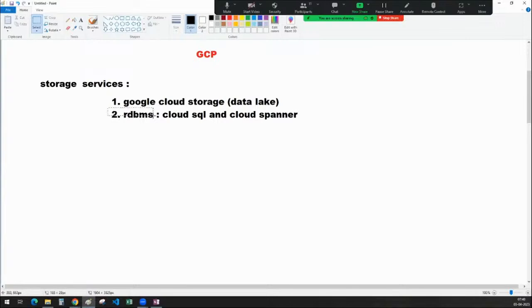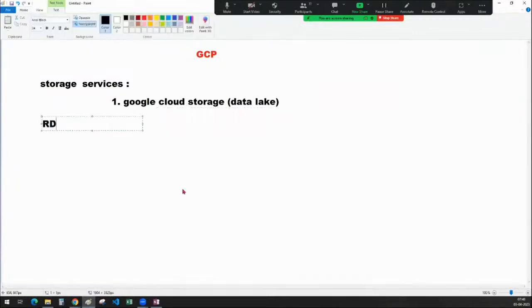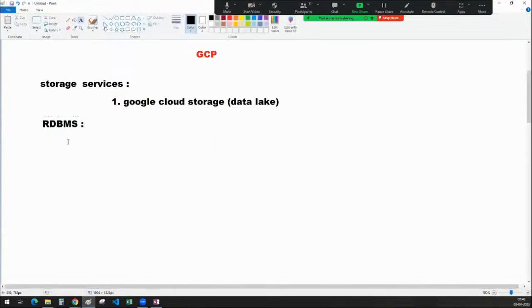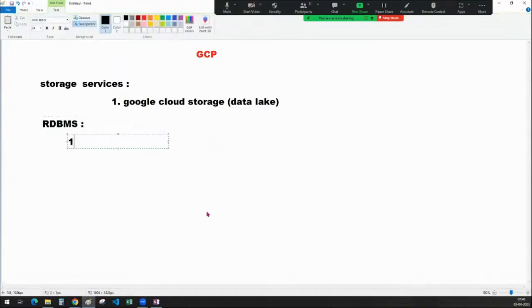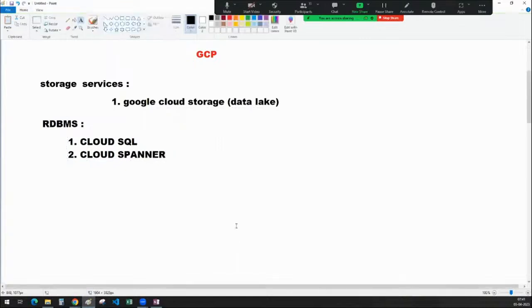Storage services. We have here RDBMS. In RDBMS, we have first one Cloud SQL. Second one is Cloud Spanner. Okay, these are the two services that come under RDBMS.